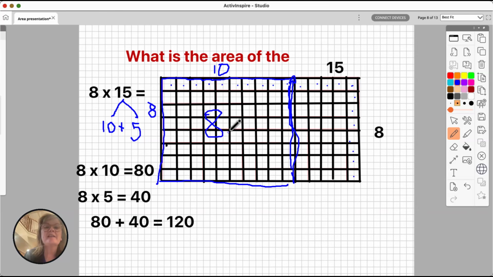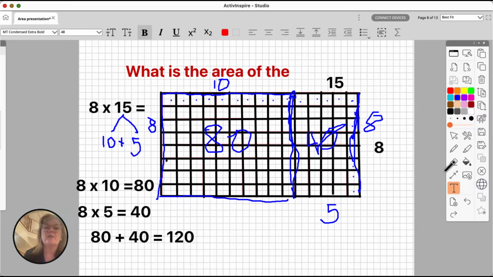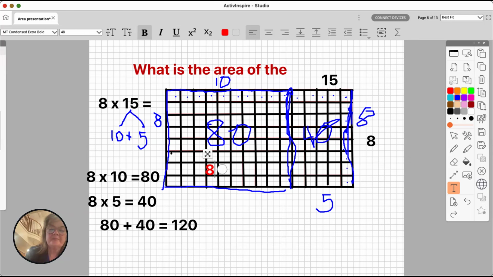And then our second rectangle would be 8. This is 8, right? Just like over there, if we go straight down, this is 8. Okay, 8. And across here we have 1, 2, 3, 4, 5. And 8 times 5 is 40. And so we're going to add together 80 and 40, right? We've got 80 over here, and we've got 40 over here. And if we add 80 and 40, we get 120. And it's a perfect example of why the distributive property works. It's called the area model to understand.